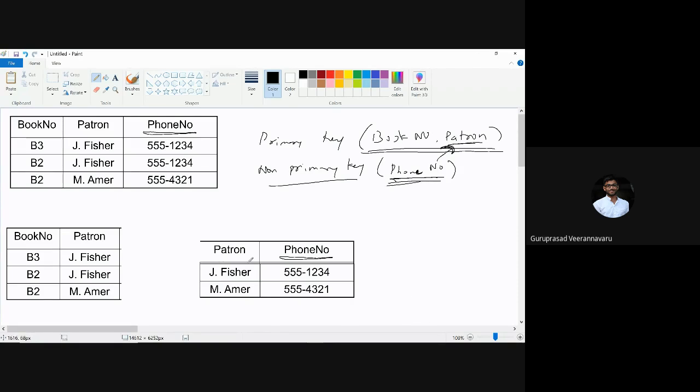So like here, if I would have a borrowed date, then it would depend on both of these, book number and patron. It cannot exist without book number and patron together, right? So whenever we find a situation where a non-primary key in a table, a composite key, you can say, in a table is dependent on a subset of the primary key.